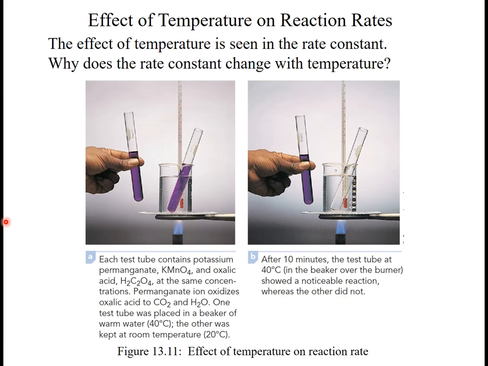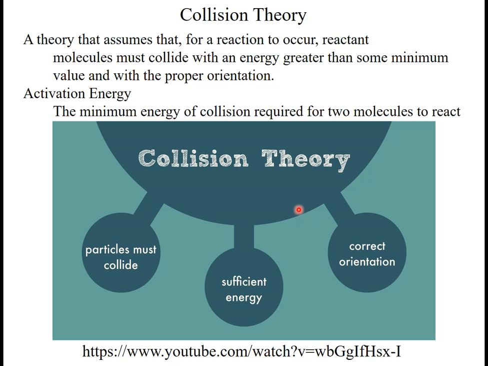This is a figure out of the textbook that shows potassium permanganate and oxalic acid, going from purple to clear. One is at room temperature, the other one is being heated. After 10 minutes, the one that's heated has gone to clear, and the one at room temperature is still purple. So the warmer the solution or the reaction area is, the faster the reaction goes.